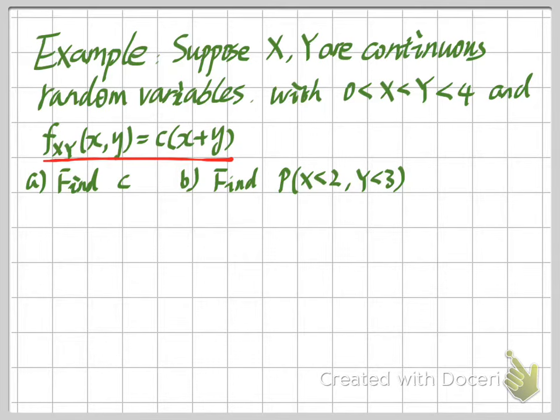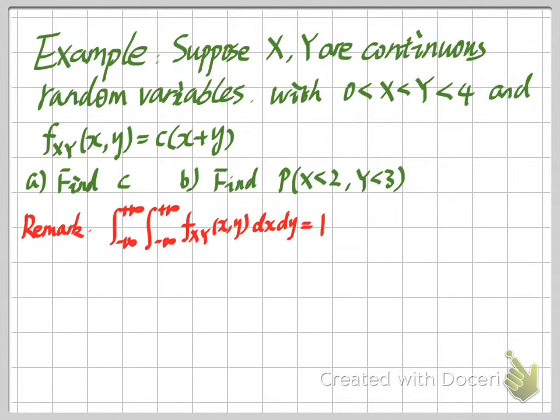Of course, before we use the definition of the probability for two random variables, the first thing is we should find the value of this constant c. To find this, what should we use? We should use the property of our joint probability density function: if we integrate f with respect to x and y, the result is equal to 1. This is the property we should use to find the value of c.